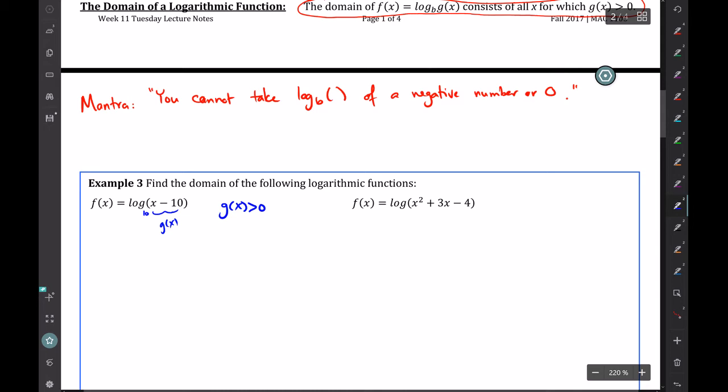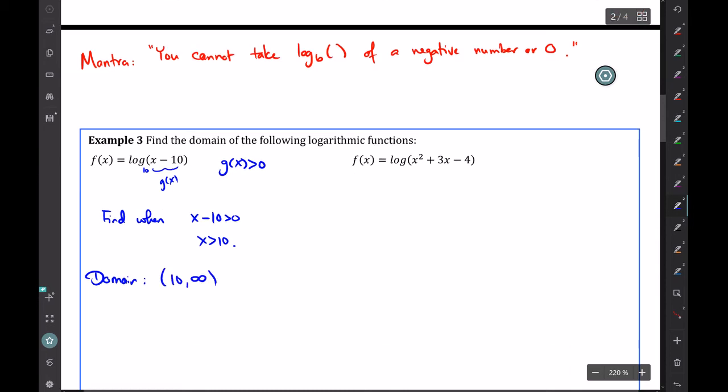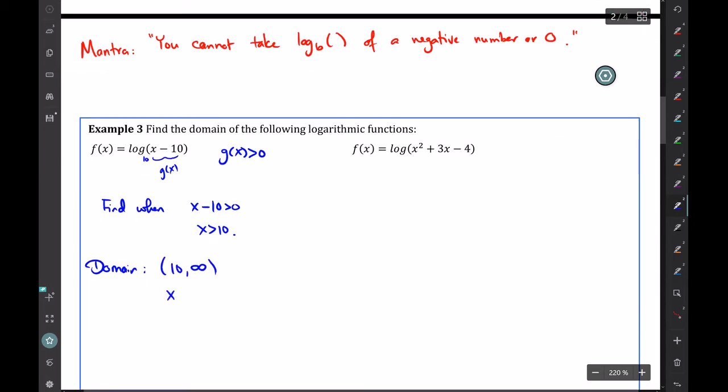So we want to find when g of x equals x minus 10 is greater than 0. And that is when x is greater than 10. So the domain is all real numbers greater than 10. You could write that in interval notation like this, or you could just say the set of all x such that x is greater than 10. Or you could write it out in words, or you could do a number line.